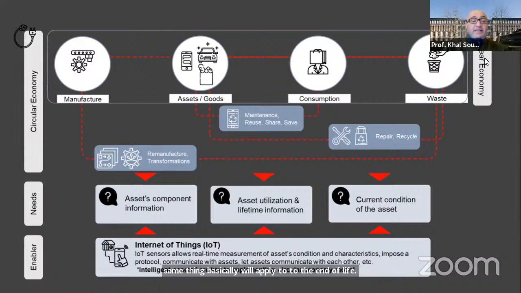So a circular economy needs information. If you want to apply remanufacturing or transformation, you need information about asset components. If you want to apply maintenance, reuse, sharing, saving, you need asset utilization and lifetime information. If you want to think about repair, recycle, you need information about the current condition of the asset. All of these things can be facilitated and enabled by the Internet of Things. The fact that we need information and data is where the Internet of Things can help us.